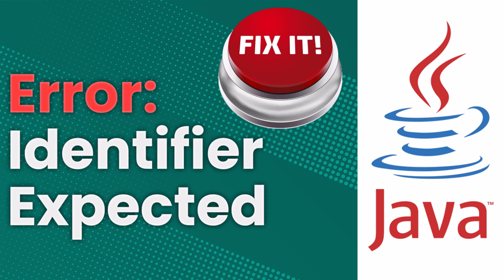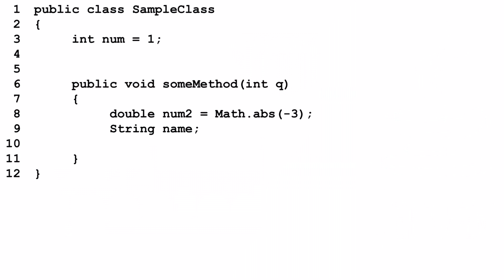Welcome. In this video, you'll learn to understand and fix the identifier expected error in Java. First, let's talk about identifiers. An identifier is a name given to something in Java. It can be a name of a class like these three, it can be the name of a method like these two, or it can be the name of a variable like these.